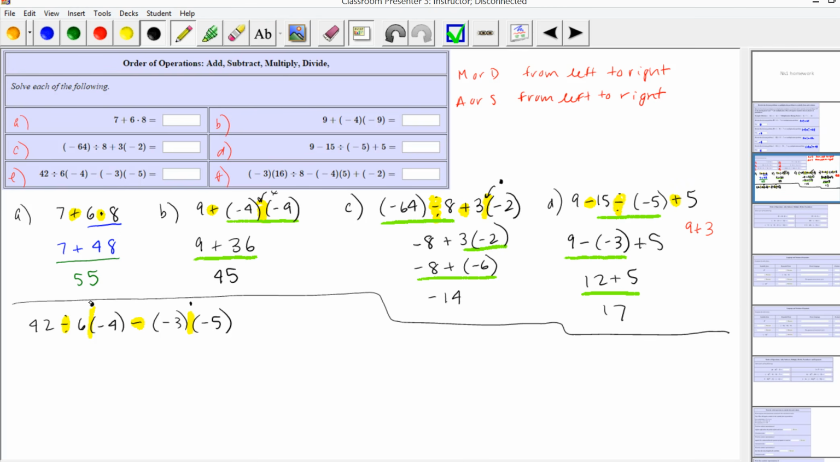Okay, so we're going to do any multiplication or division first, and we're going to work from left to right. And I'm noticing right away we have 42 divided by 6 is first. Okay, so 42 divided by 6 is 7. Now I'm going to copy down the rest of the problem.